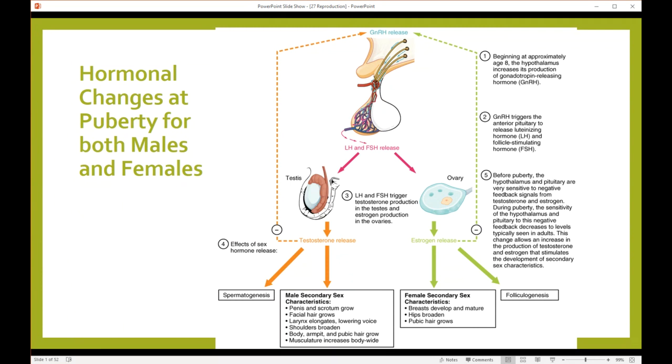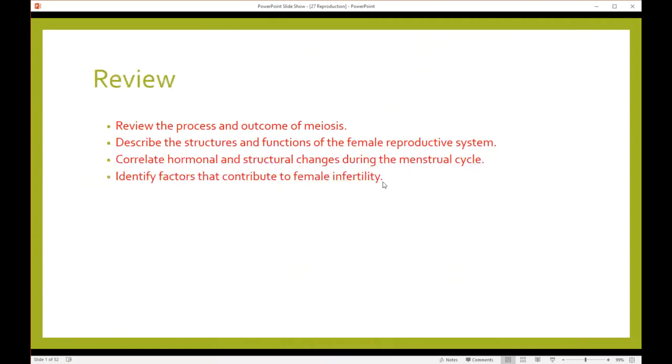And so that's going to allow an increase in the production of testosterone and estrogen, and that's going to stimulate the development of secondary sex characteristics, right? We've sort of turned off the negative. It starts to degrade that negative response, okay?